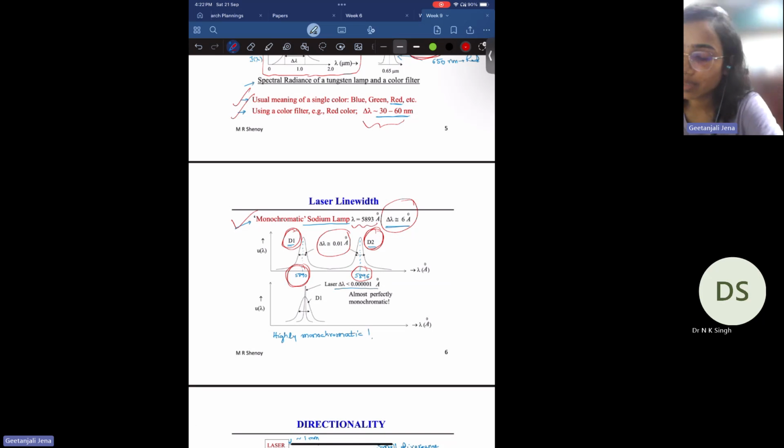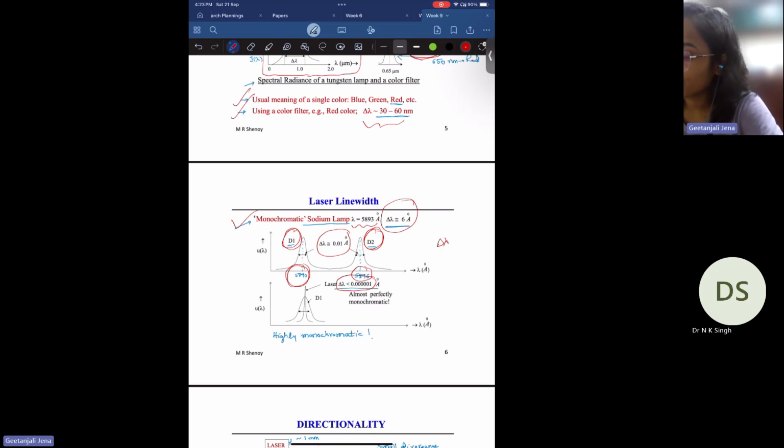Now, from the sodium source, if you move to the laser source that we have seen in the single slit experiment, we typically use a helium neon laser. For this source, the delta lambda is much less than 0.000001. So you can see how narrow and how monochromatic the laser source is. It is almost perfectly monochromatic.